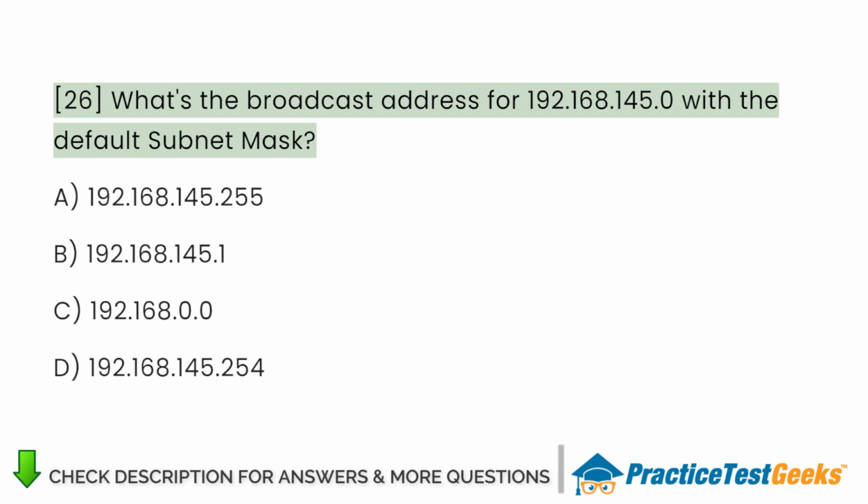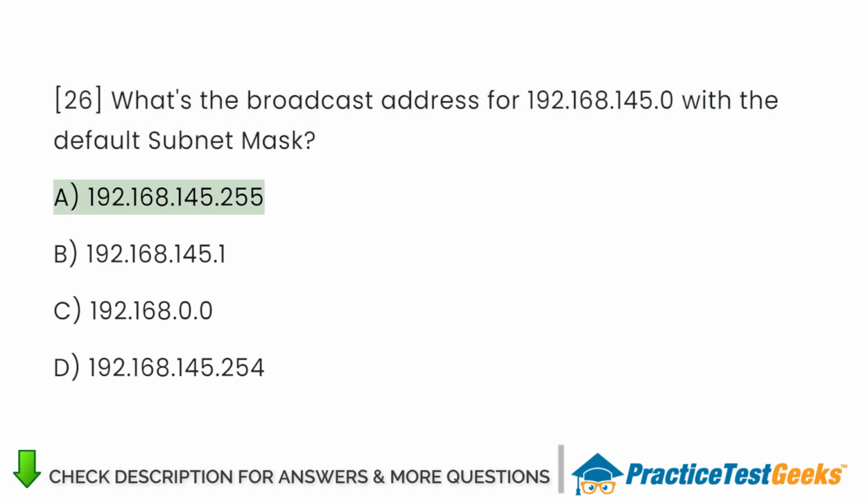What's the broadcast address for 192.168.145.0 with the default subnet mask? A. 192.168.145.255. B. 192.168.145.1. C. 192.168.0.0. D. 192.168.145.254.